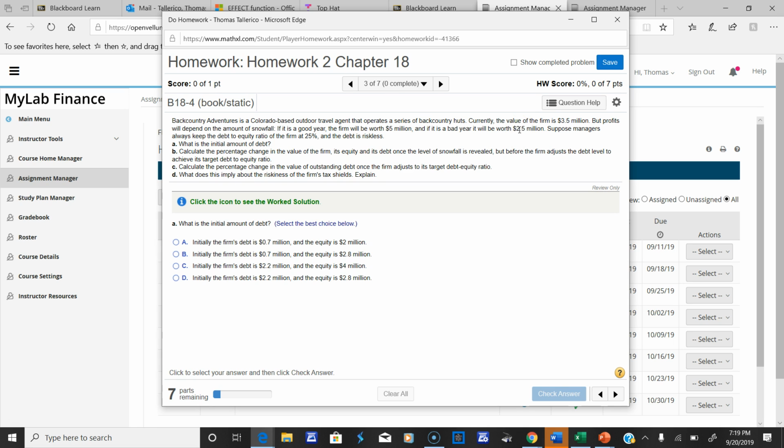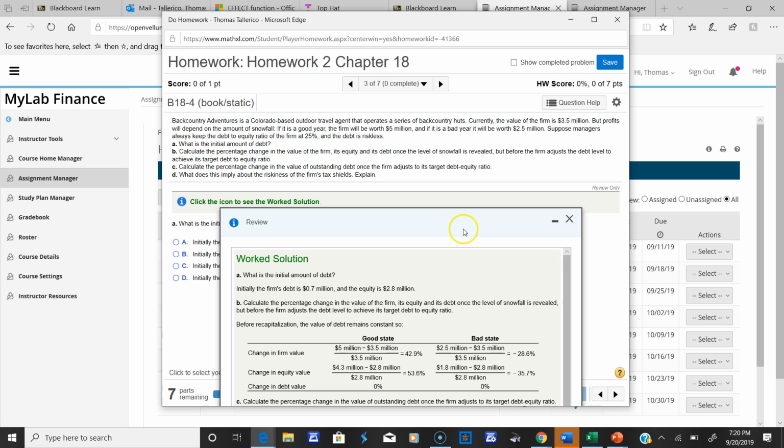Suppose managers always keep the debt to equity ratio of the firm at 25% and the debt is riskless. What is the initial amount of debt? Part A, calculate the percentage change in the value of the firm, its equity, and its debt once the level of snowfall is revealed, but before the firm adjusts the debt level to achieve its target debt-to-equity ratio. Then calculate the percentage change in the value of outstanding debt once the firm adjusts to its target debt-equity ratio. And the last part, D, what does this imply about the riskiness of the firm's tax shields? So I'm going to show this to you. Let me see if I can drag this up.